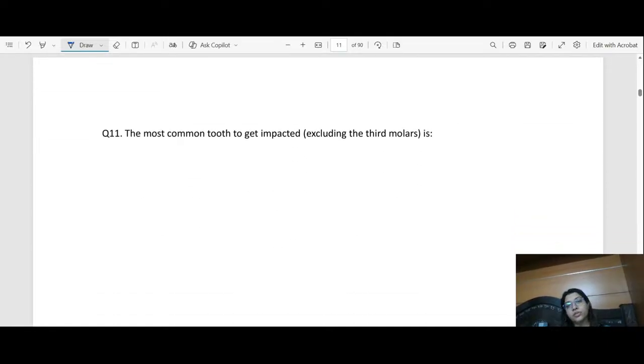The most common tooth to get impacted, excluding the third molar, is: maxillary canine, mandibular canine, maxillary second premolar, or mandibular second premolar. So the answer is, excluding the third molars, the maxillary canine.